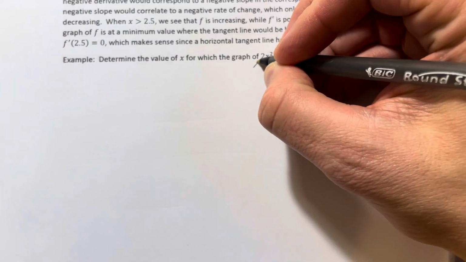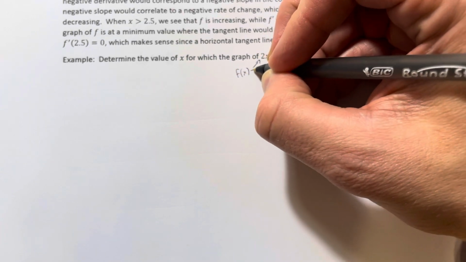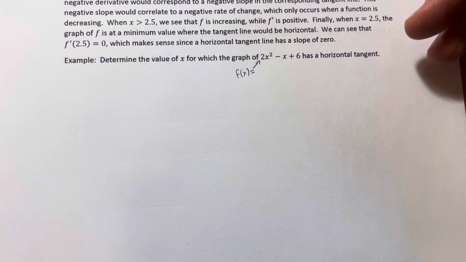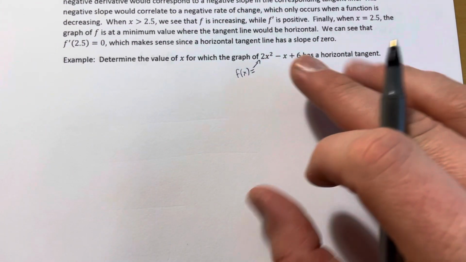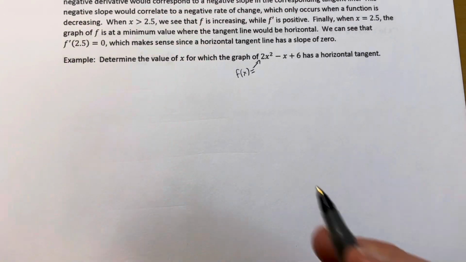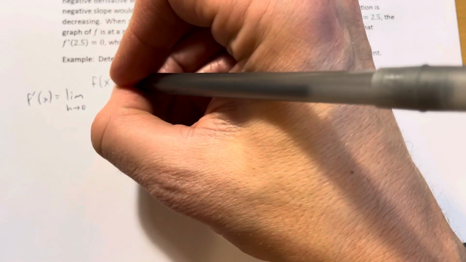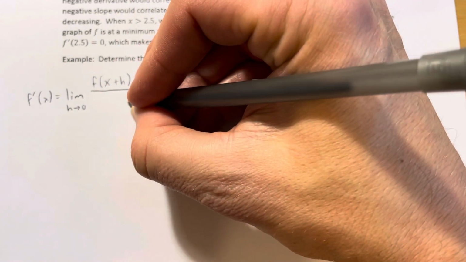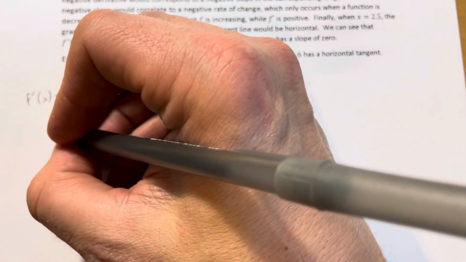One thing that's actually missing here, I should have something that says like f of x equals. That was left off for some reason, so just put that in there. So we said up above that this graph will have a horizontal tangent line wherever its derivative is equal to 0. So if I want to answer this question, I need to first find that derivative. So f prime of x, let's work that out. It equals the limit as h approaches 0 of f of x plus h minus f of x all over h. Okay? For this particular function, what does that look like?